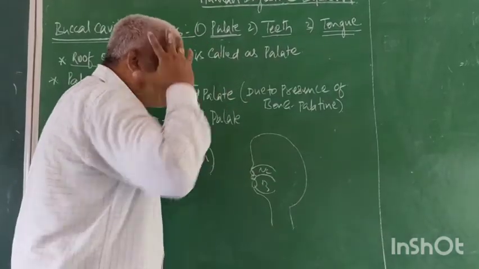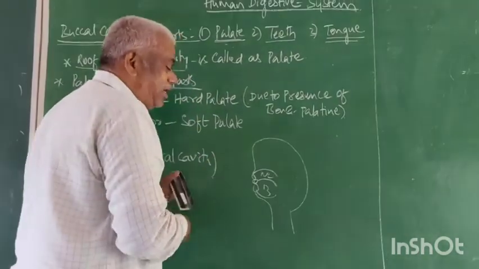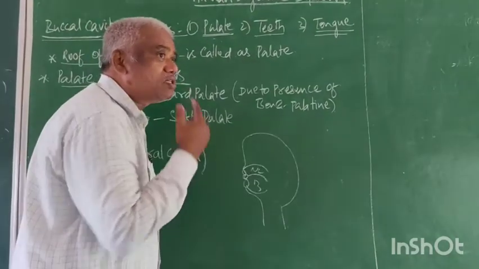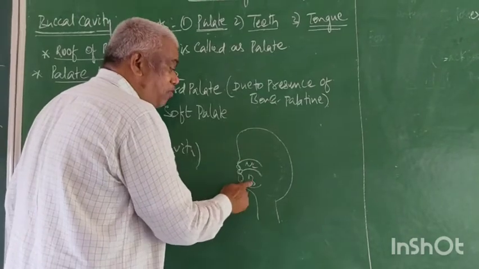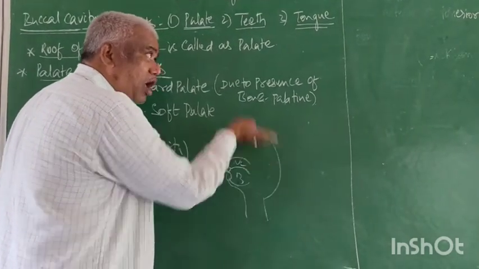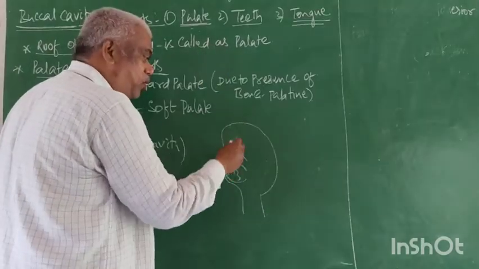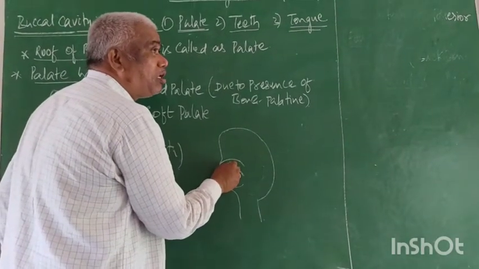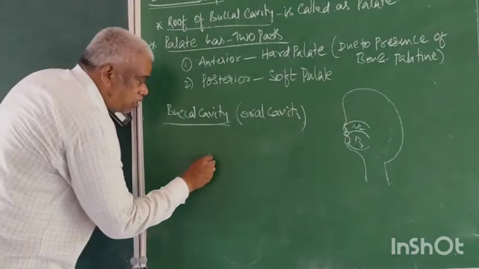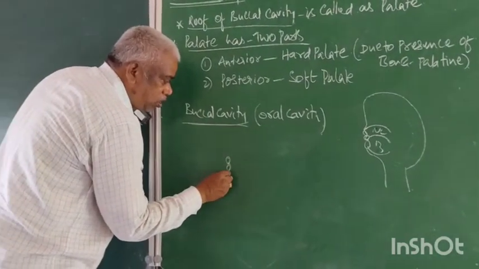Be careful. Now what is this part? Head. The head contains two cavities: the nasal cavity and the oral cavity. Which is up? That is dorsal. Which is dorsal? The nasal cavity. Now see, it is the nostrils, and it is the mouth.